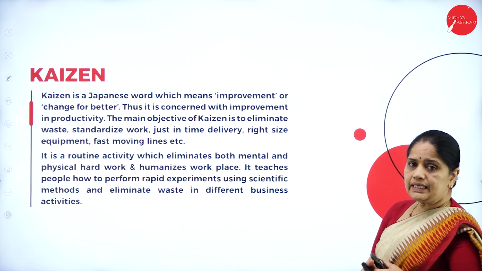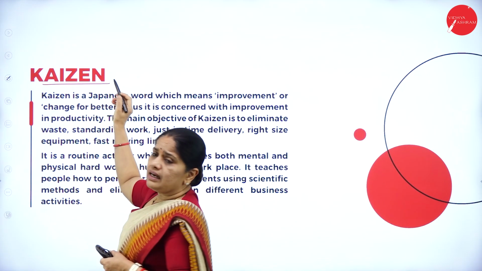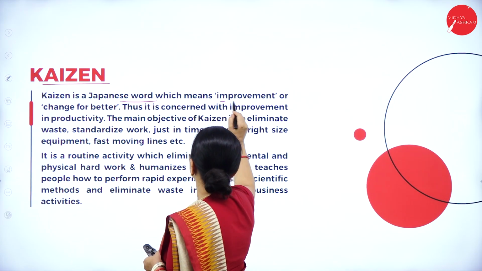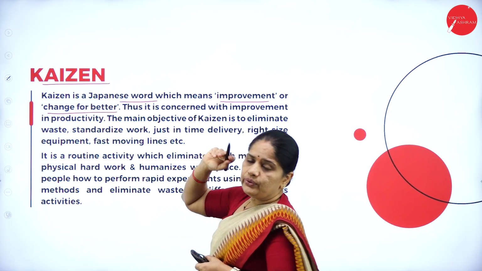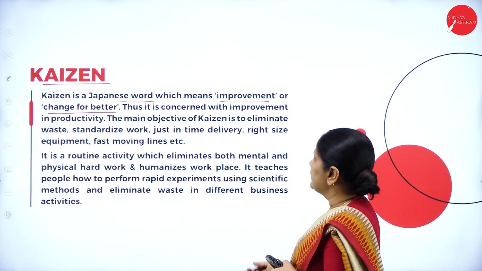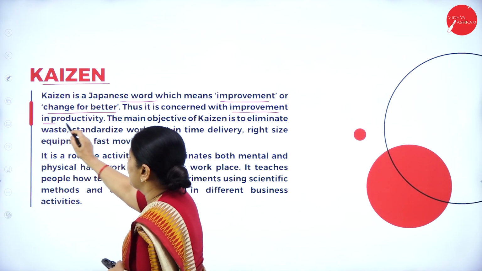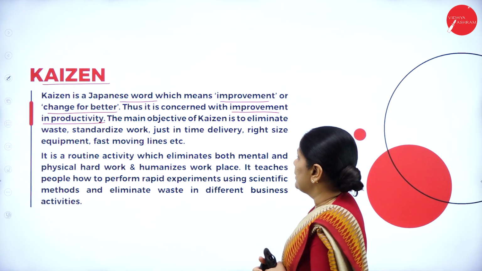Then the third kind of scientific method is the Kaizen. Now what is Kaizen? It is a Japanese word which means improvement or change for better. So you are changing for the better. Thus, it is concerned with improvement in productivity. So Kaizen is concerned with improvement in productivity.